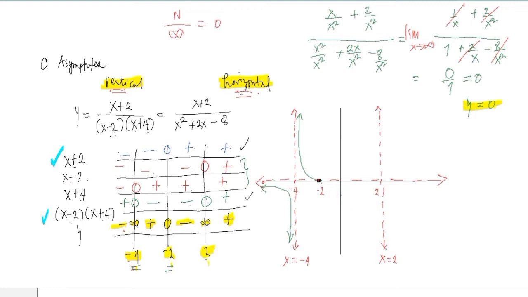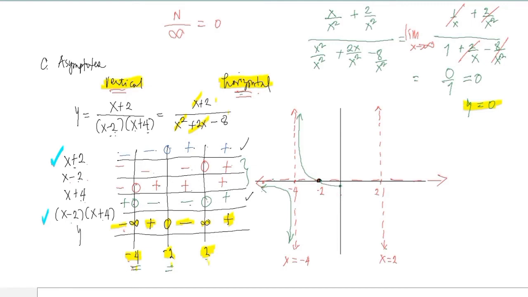But let us first find the value of our y-intercept. In order to do that, we substitute 0 for all the values of x in order to compute the value of the y-intercept. So, these x's become 0. We have 2 divided by negative 8. So, that's negative 1/4 or negative 0.25. So, it will pass through (0, negative 1/4).